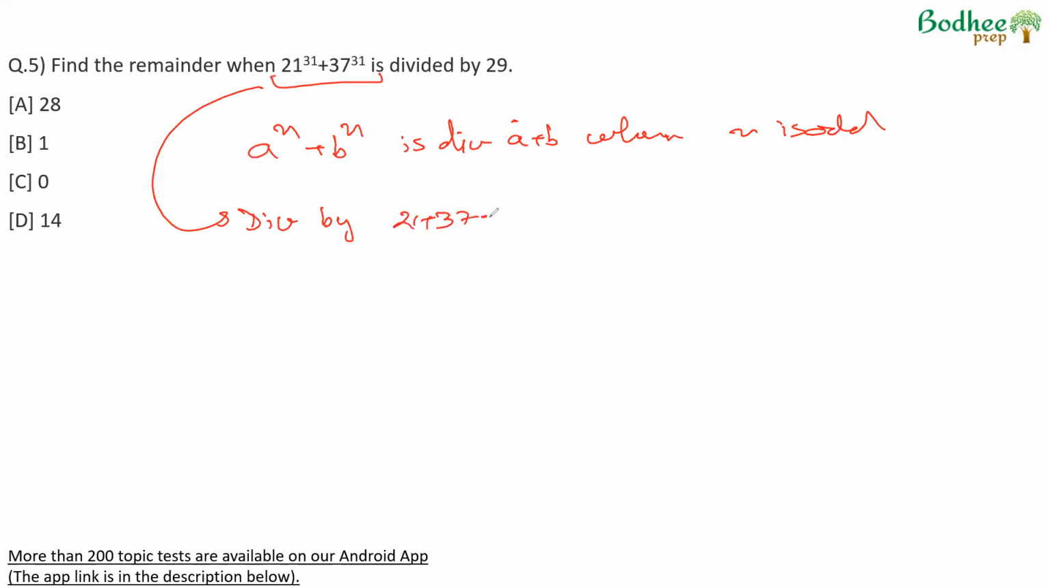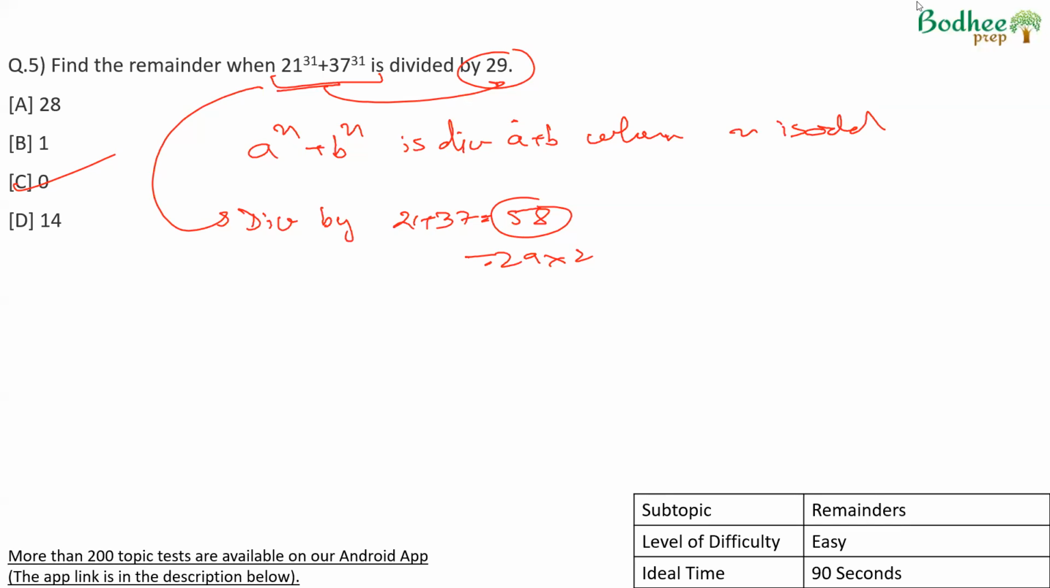37, which is 58. 58 is nothing but 29 into 2. So since the number is divisible by 58, it will be divisible by 29 as well. Hence remainder 0. Easy question. 1 minute is good enough to answer this question because it is a standard form of a question that you would have done during practice.